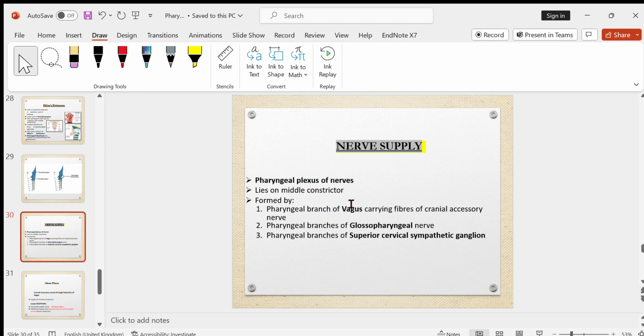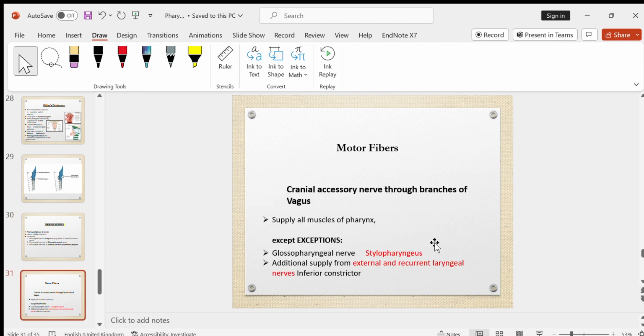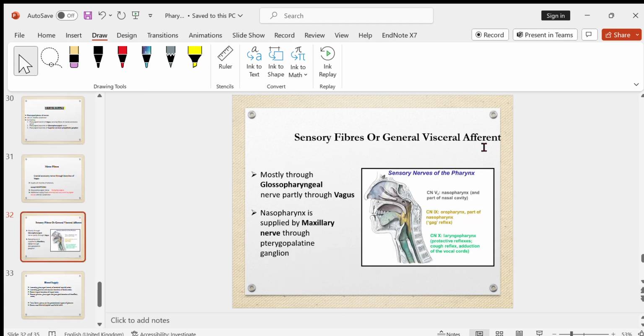And the pharyngeal plexus is formed by the vagus nerve, the glossopharyngeal nerve, and the superior cervical sympathetic ganglion. The motor fibers to all muscles are through the pharyngeal plexus, mainly through the vagus nerve, except for the stylopharyngeus, which is supplied by the glossopharyngeal nerve, and the inferior constrictor has dual supply as it has two parts. So it has the external and recurrent laryngeal nerves of the vagus nerve supplying it. The sensory innervation of the pharynx is through the glossopharyngeal nerve mostly, but partly through the vagus nerve. The nasopharynx is supplied by the maxillary nerve through pterygopalatine ganglion.